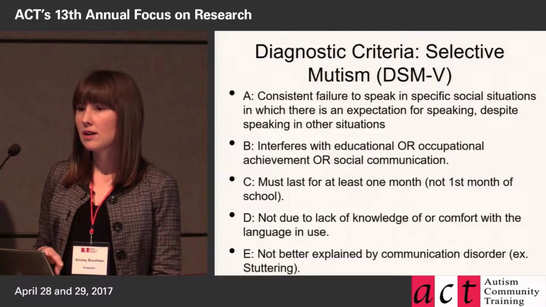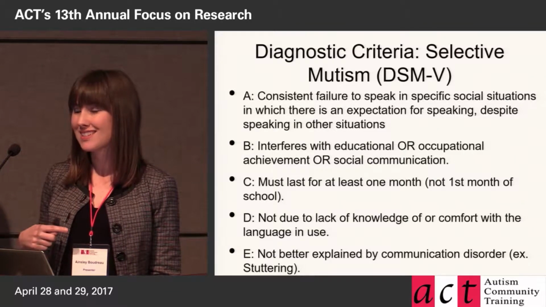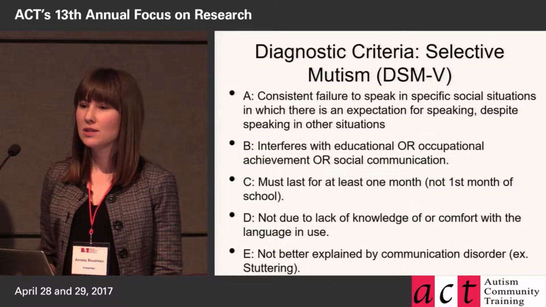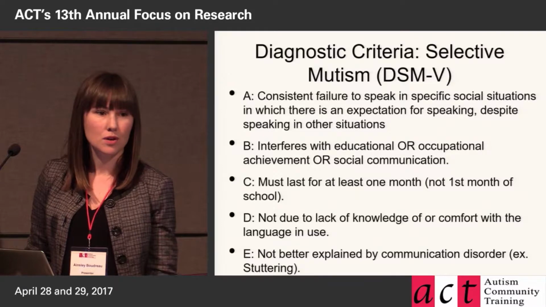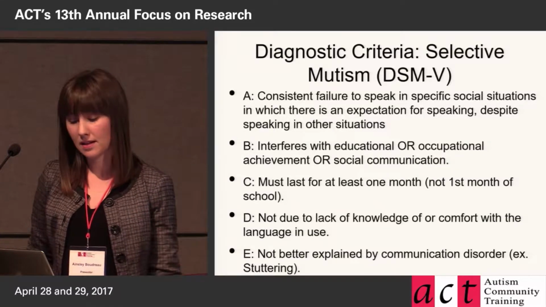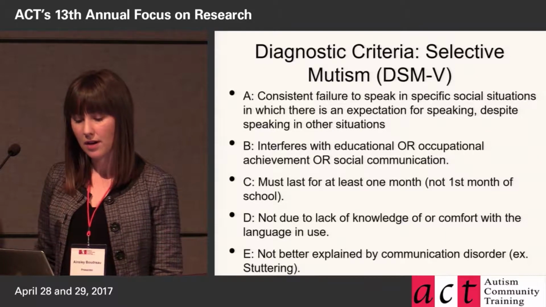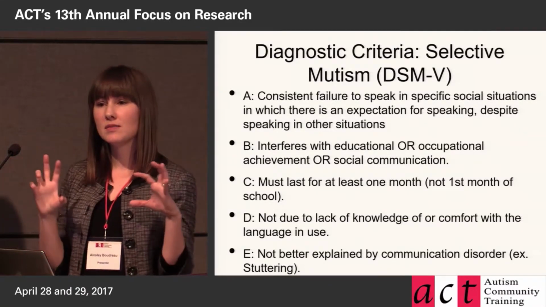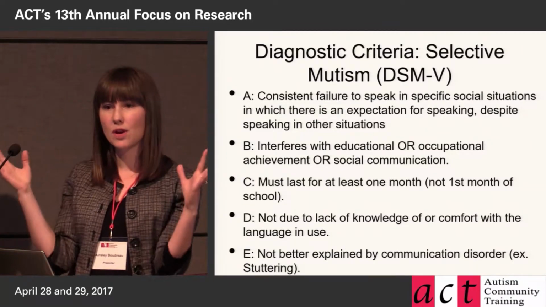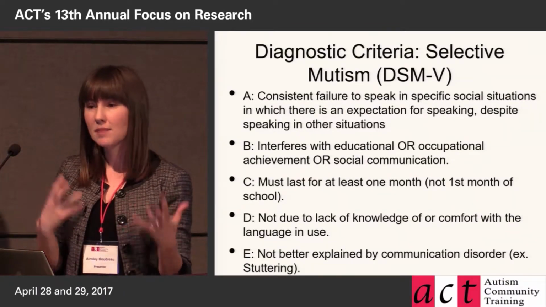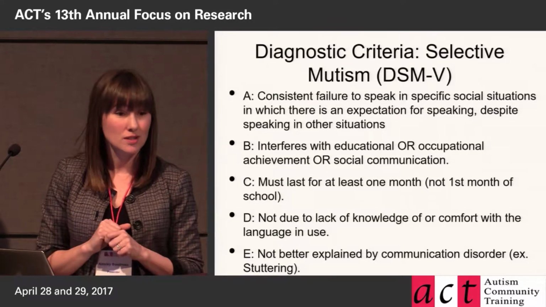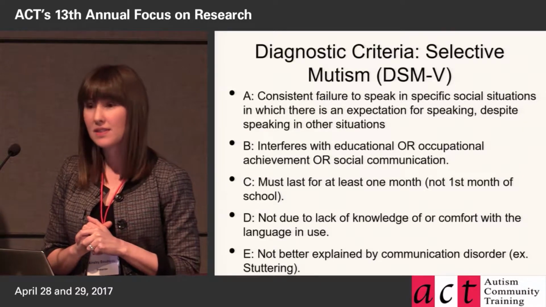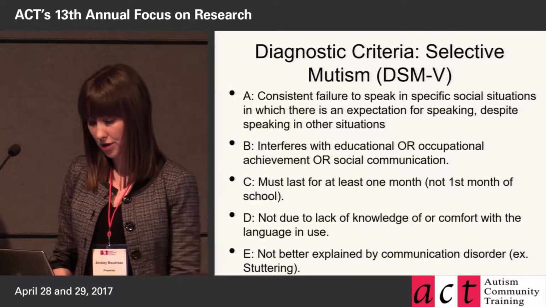The symptoms need to be around for at least a month, and this can't be the first month of school, as the first month of school is a bit wonky for all of us. And it can't be due to a lack of knowledge of that language or having English as a second language. And it can't better be explained by other kinds of communication disorders. And selective mutism is categorized under the broad category of anxiety disorder. So it's something for us to pay attention to. We've heard a lot about anxiety disorders and that being comorbid or co-occurring in this population. And this is another one that I just really want to bring your attention to.